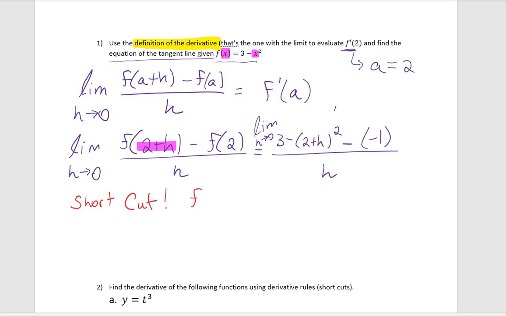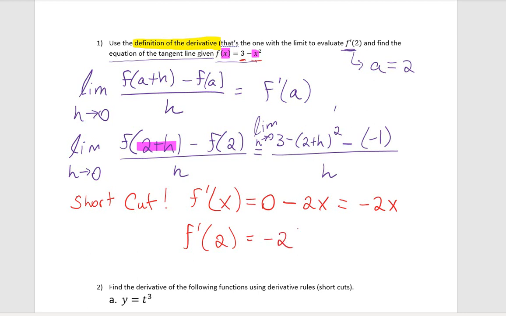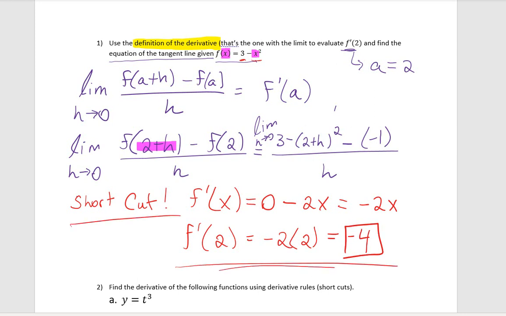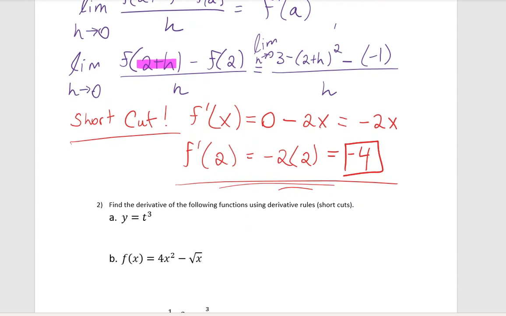well, f prime of x would be 0, because that's the derivative of 3, minus the derivative of x squared, which would be 2x, which would just give us a negative 2x. So if I wanted to know what f prime of 2 was, that would be negative 2 times 2, which would still give us negative 4 like we did before. The whole reason that we come up with these derivative rules is because they allow us to go really quick. Alright, so let's use these derivative rules to find these derivatives below.